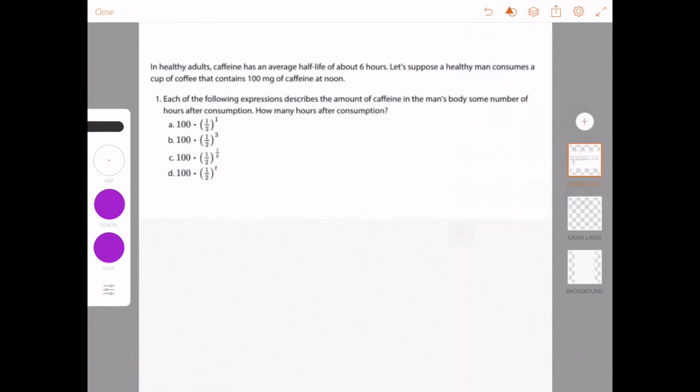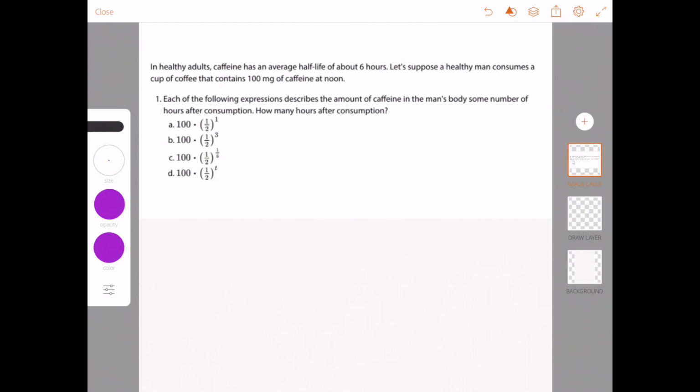Now for this next example, we're talking about how in healthy adults, caffeine has an average half-life of about 6 hours, so half of the caffeine leaves a person's body over 6 hours. So a healthy man consumes a cup of coffee that has 100 milligrams of caffeine at noon. The first question asks, each of the following expressions describes the amount of caffeine in the man's body some number of hours after consumption, and how many hours after consumption.